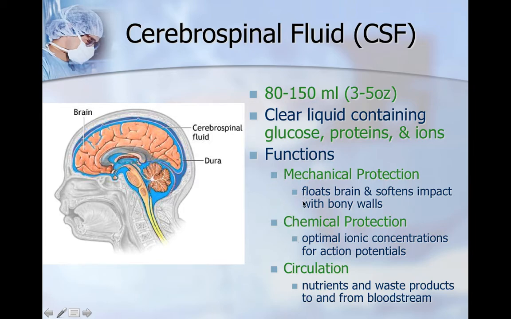Also, another function of the cerebrospinal fluid is chemical protection. It provides optimal ionic concentrations for action potentials. Remember, we need those action potentials to function very, very quickly and efficiently. So the cerebrospinal fluid provides a really good concentration for action potentials to flow around and through your brain. And also circulation for the cerebrospinal fluid. Cerebrospinal fluid doesn't just sit there, it moves around the brain and has a certain flow pattern, which allows the brain to receive nutrients, to remove waste products into and out of the bloodstream.